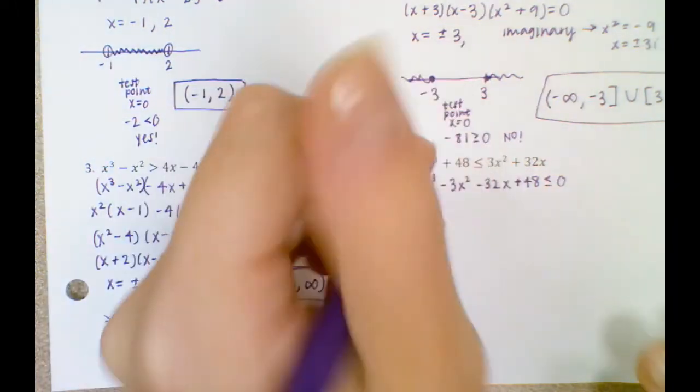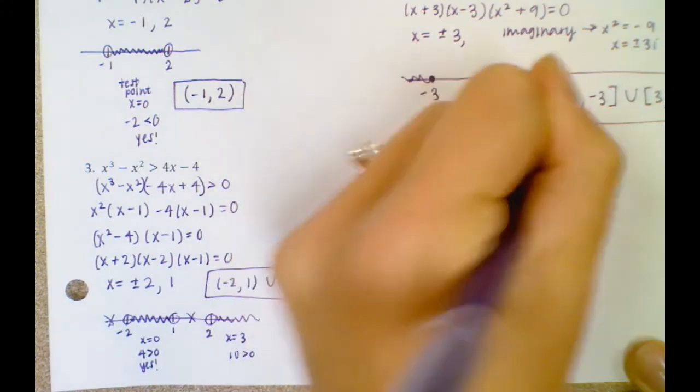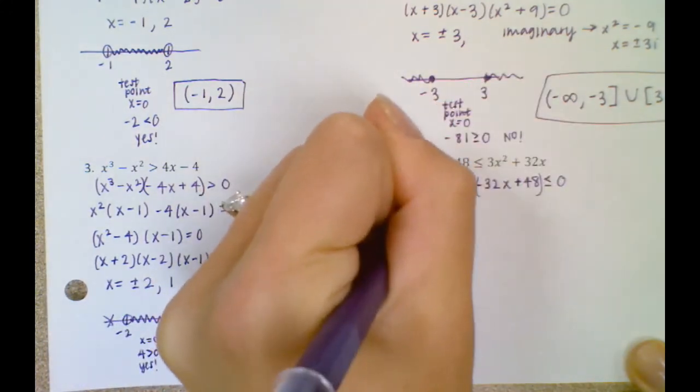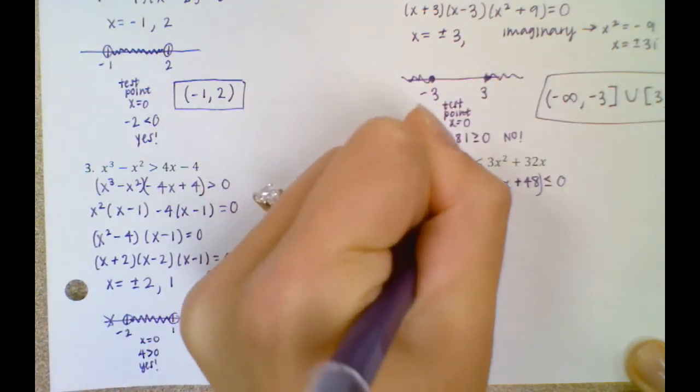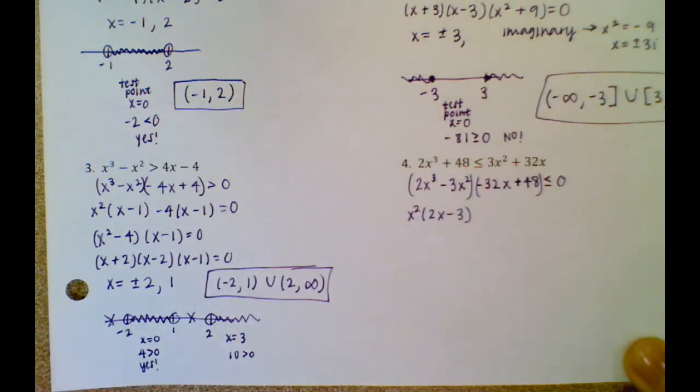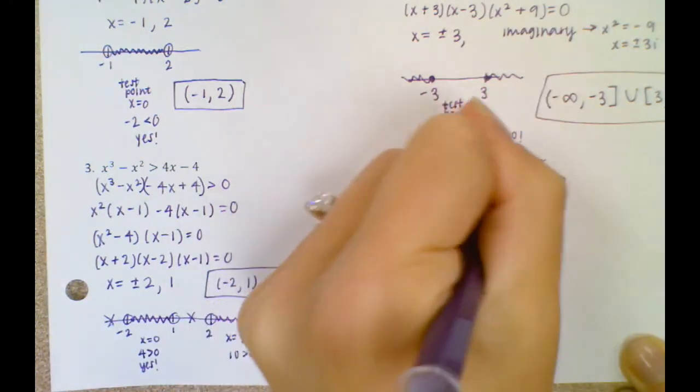All right, this is going to be another factor by grouping problem. So let's do it. So I get x squared, 2x minus 3. Oh, what's the GCF there? -16.